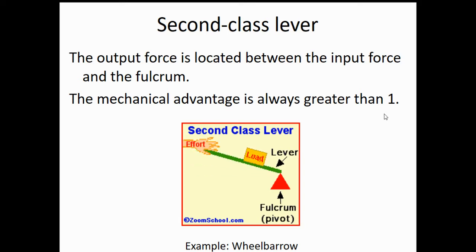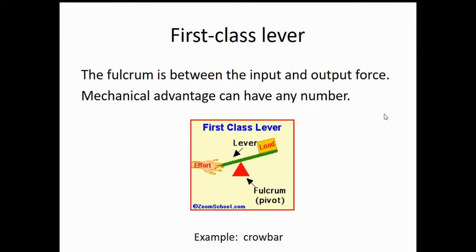Now I mentioned mechanical advantage is always greater than 1 for this type of lever. I think I forgot to mention that on the first one. So for first class levers, mechanical advantage can be about any number you can think of. It can be greater than 1, it can be less than 1. Typically, when we use a first class lever, we try to make the mechanical advantage greater than 1. So when you're using a crowbar or a hammer, typically the mechanical advantage is greater than 1. But in certain situations, it could be the opposite. It could be less than 1.